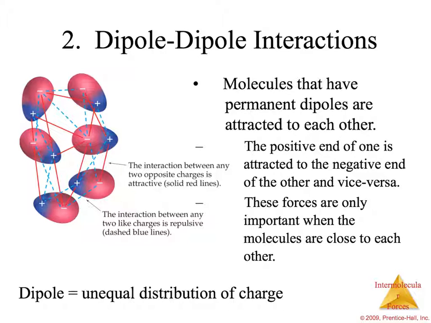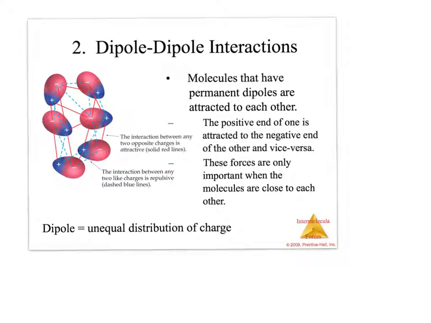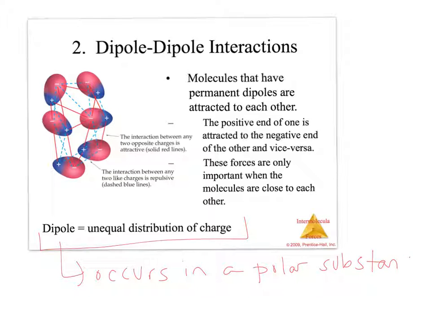And a dipole occurs in a substance that is polar. So a substance that is polar, let's make this a little bit smaller. A dipole is an unequal distribution of charge. It occurs in a polar substance. In a polar substance, you have one side that is more negative and one side that is more positive.